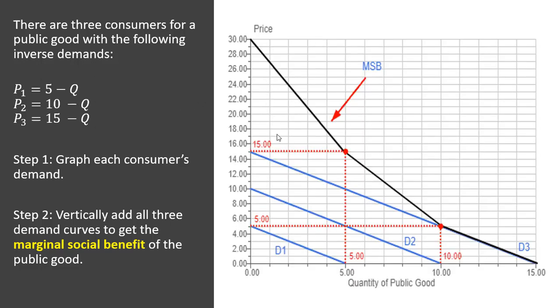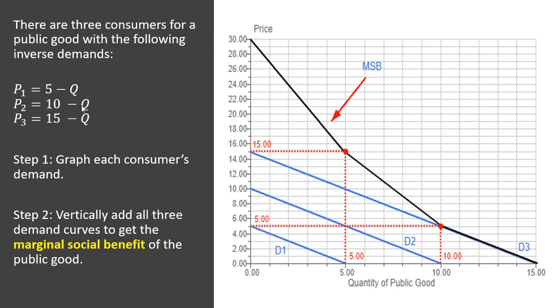So over here on the right, step 1 is to graph each consumer's demand. I'll start with this inverse demand for consumer 1. The vertical intercept is 5, and the horizontal intercept will be 5. Notice that if P is 0, Q will equal 5. So that's consumer 1's demand.